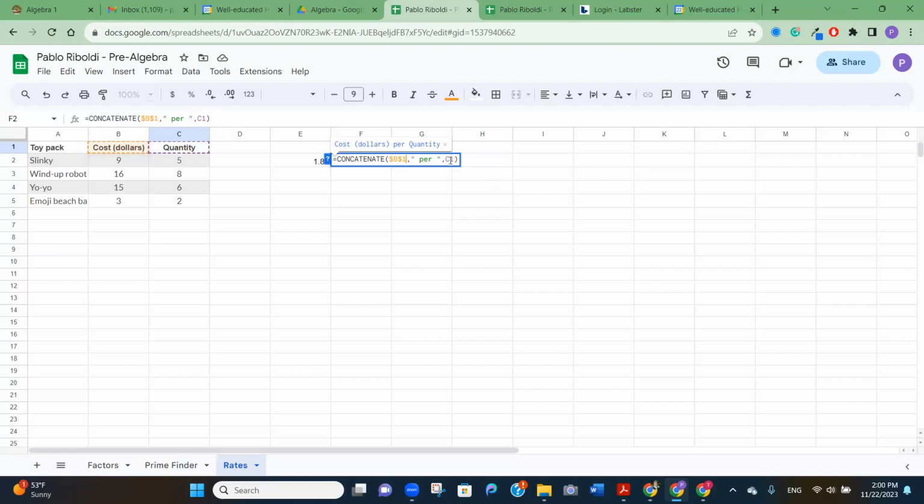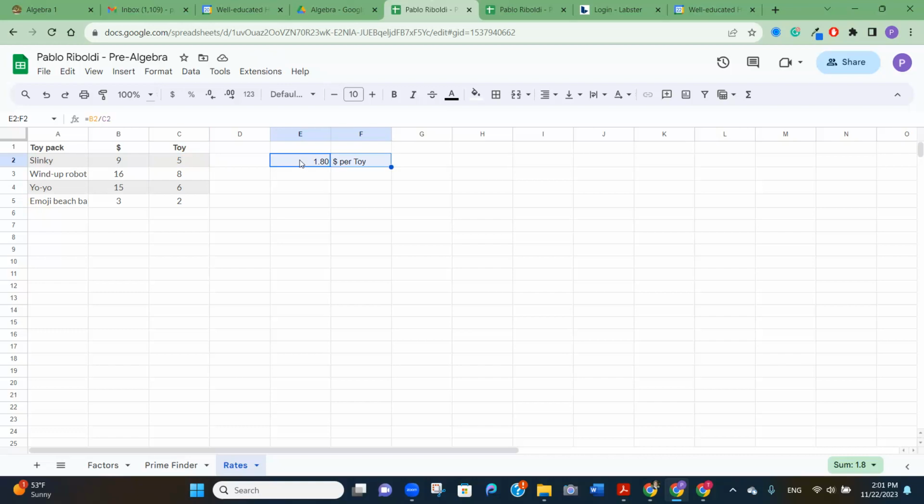And I'm going to fix this by pressing F4 and put the dollar signs in these two. So we make sure that they stay that way. So this is 180 cost dollars per quantity. I could actually put even in here the dollar sign, dollars, and then toy. So dollars per toy, which would be also perfectly fine.